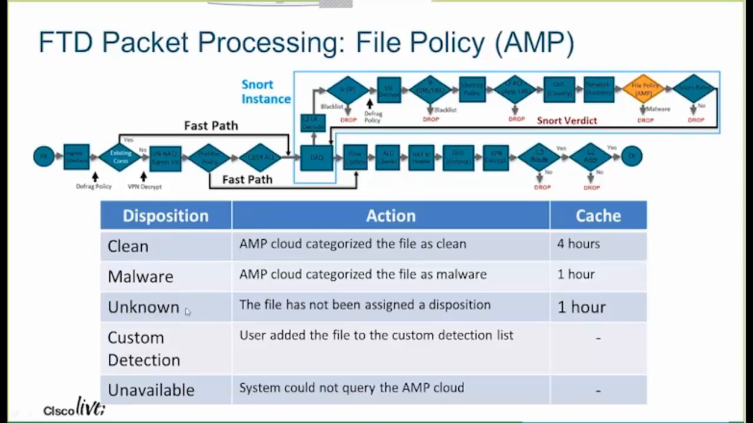And the next disposition is unknown. Disposition unknown basically indicates that the cloud lookup didn't come up with any result as such. It has not been able to determine whether the file is clean or if it is a malware. Under this condition also, we only save it in the cache for about an hour. And custom detection and unavailable is a condition wherein we could not perform a cloud lookup, and we do not save any of those in cache for any point in time.